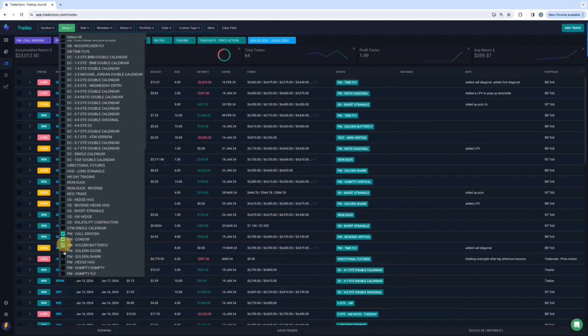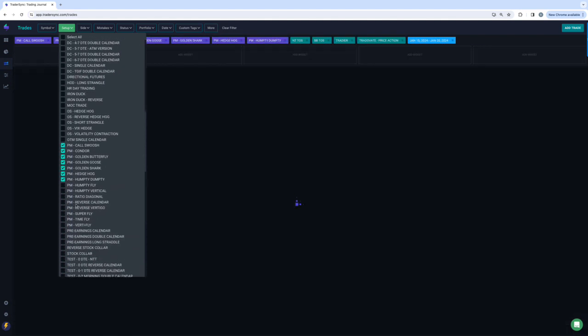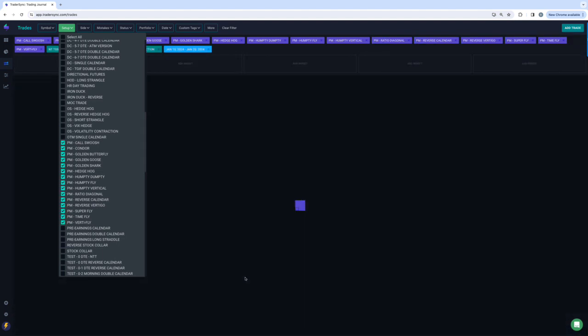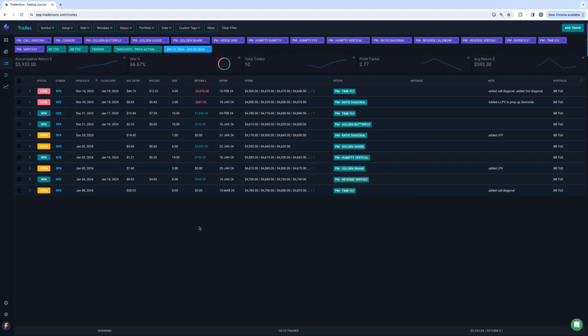And then portfolio margin, let me get all these checked. All right, there we go. On portfolio margin, I had a loser, a time fly, minus $3,000 on that one. A small $300 loser on a ratio diagonal, $1,800 winner on a time fly, $730 winner on a golden butterfly. This golden shark, that one's going to settle out. That's not going to be $5,600. That'll be closer to $1,000 profit once those settle out. A small Humpty win and a $900 reverse vertigo. So a little bit of profit on portfolio margin.